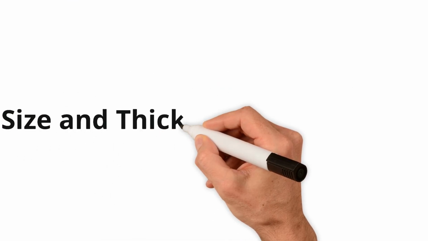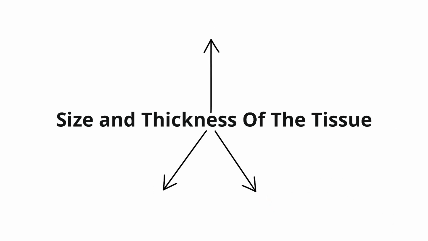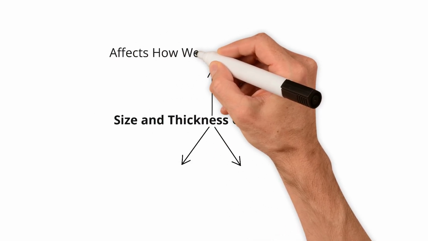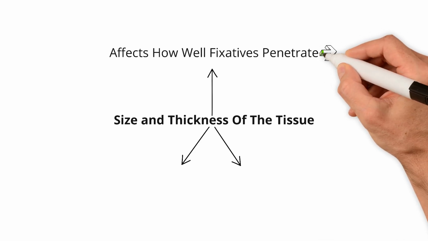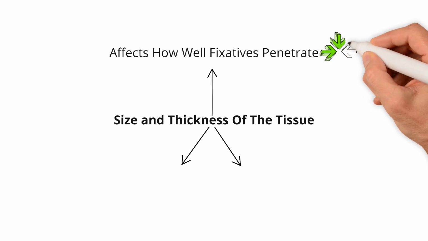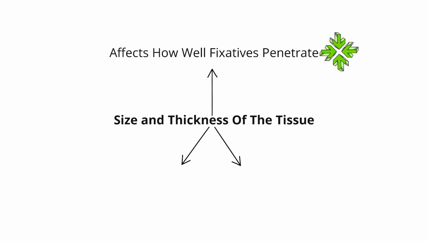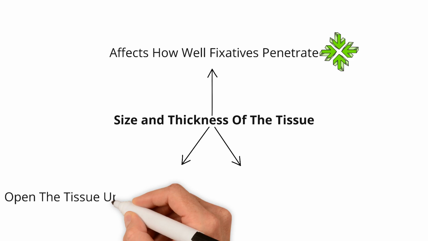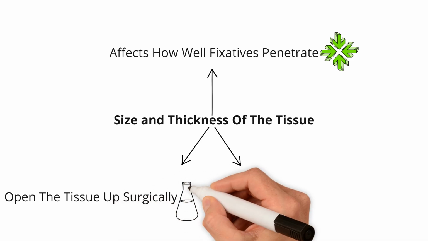The second factor is size and thickness of the tissue. The thickness of the tissue is a critical factor because it directly affects how well fixatives and other reagents can penetrate. When placing large tissue samples, like sections of the colon or small intestine, into fixative, it is important to open them up surgically to expose all layers.